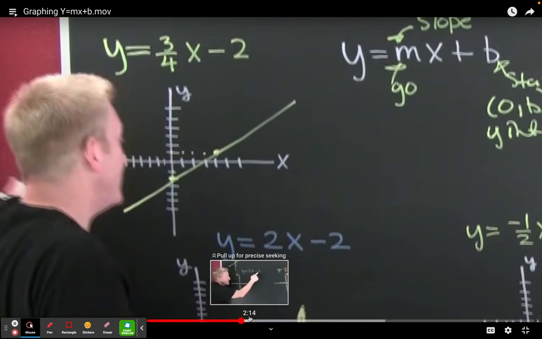So here's another one. The next one after this, I think he gets into standard form, which is something we'll do at another point. So here we go.